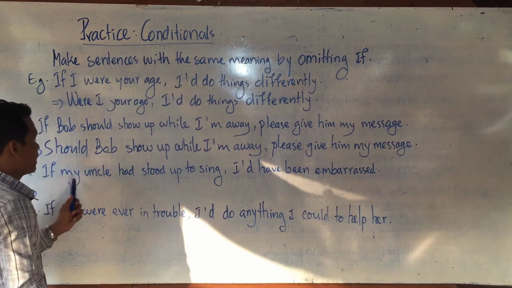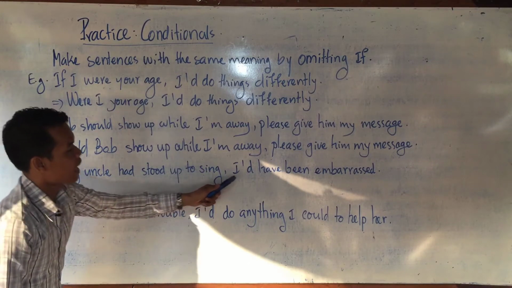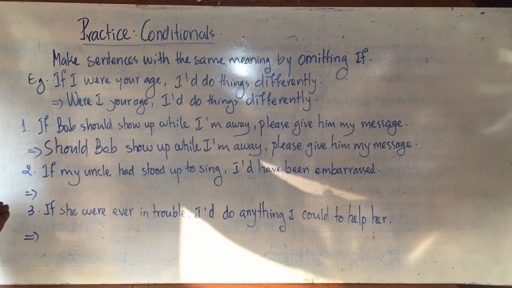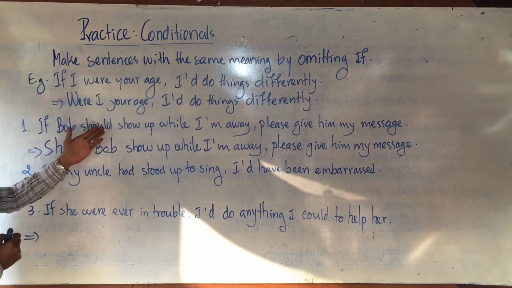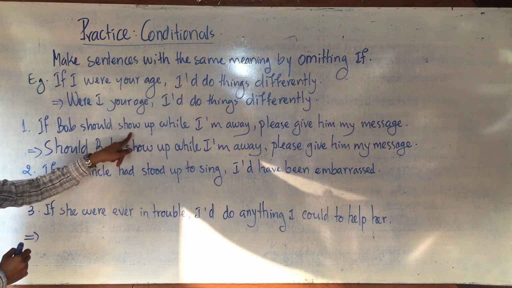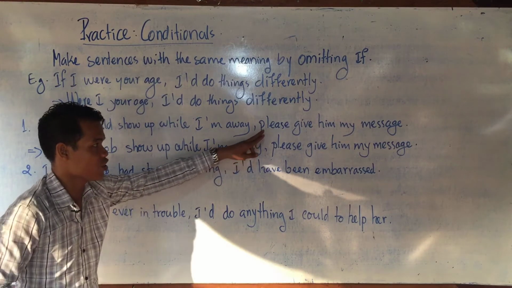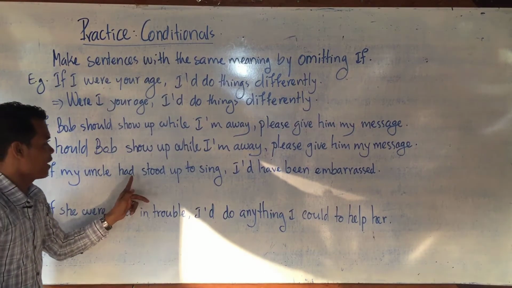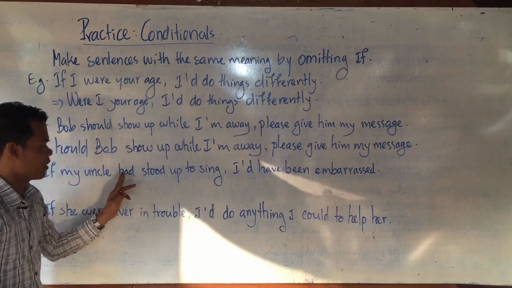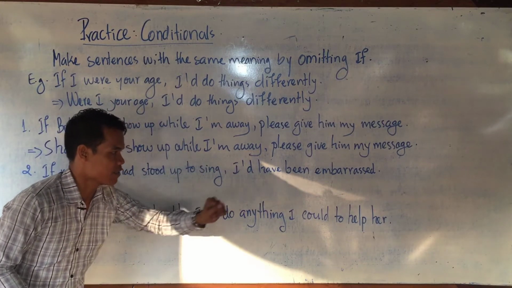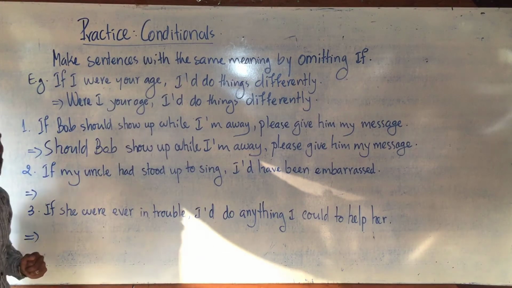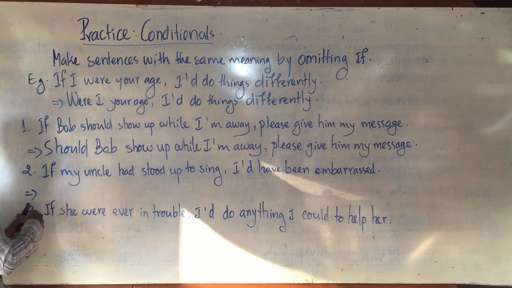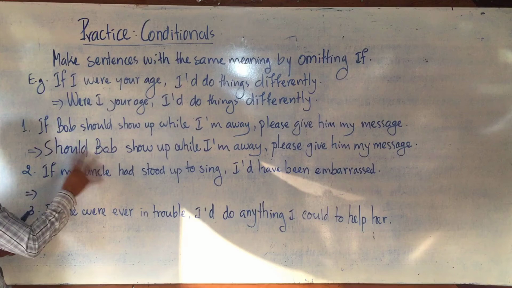Number two, if my uncle had stood up to sing, I would have been embarrassed. What type of conditional is it? The first one is the first conditional with should, because in that form we use imperatives as well. This is had plus past participle. It is past perfect, and would have plus past participle. It is called the third conditional. So in the third conditional, you remember that if is omitted, then subject-verb inversion, but only with the auxiliary verb.